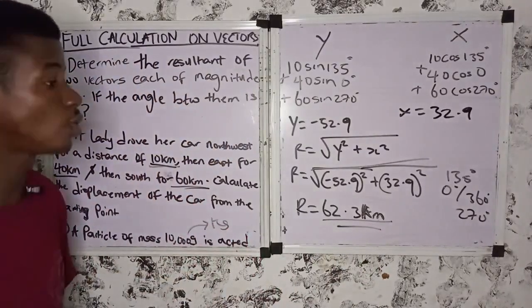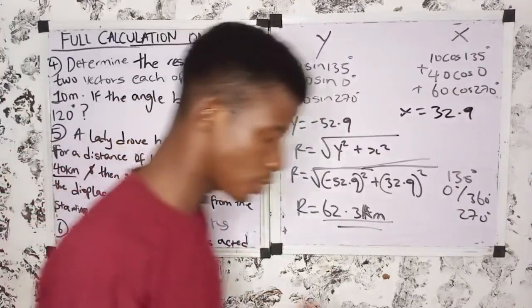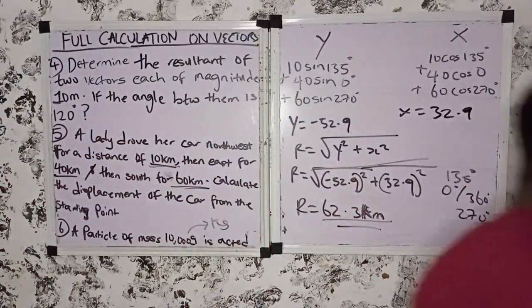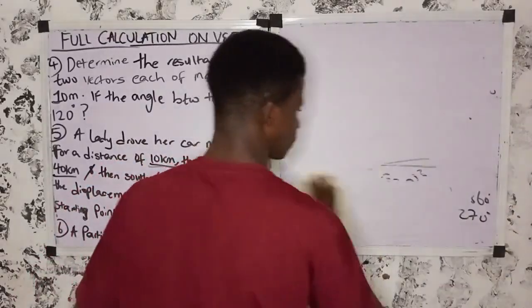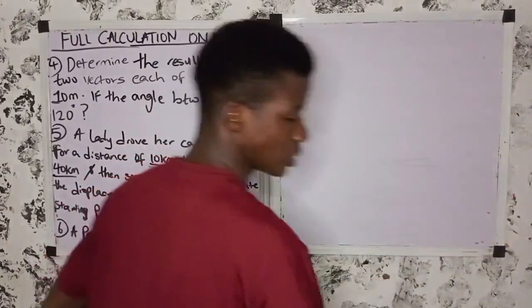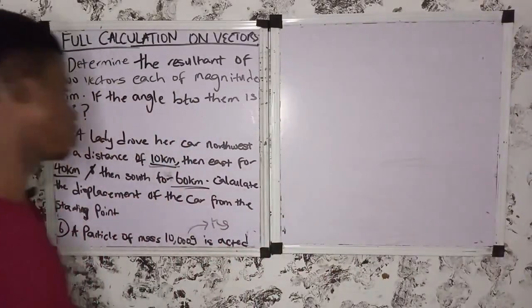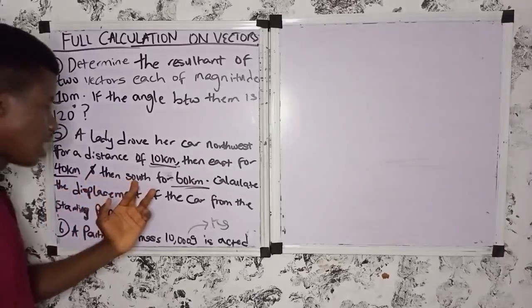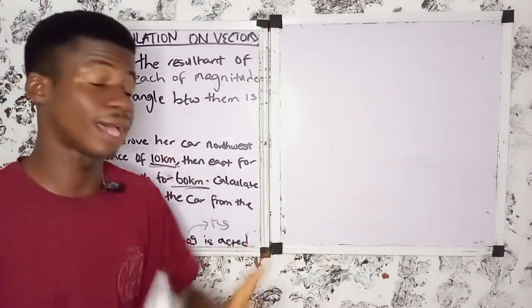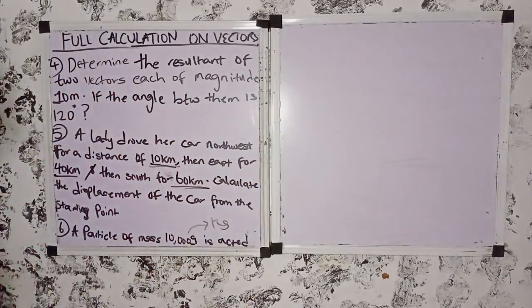Now let's do question 4. All right, it's very easy, as long as you know the angles: northwest, south, east, you are good to go. That's why I elaborate on that aspect so much. Now let's do this one, question 4.